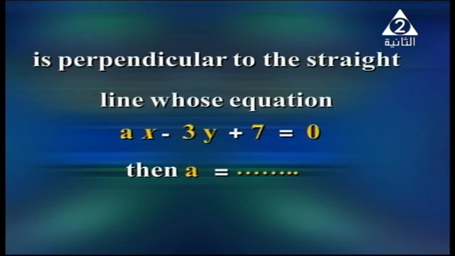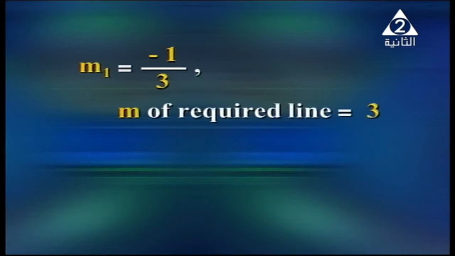First of all, you know that the slope of the given straight line will be, that's correct, negative A over B, so it is negative 1 over 3. As the required line is perpendicular, we can say that the slope of the required line will be 3. In this case, we can say that 3 equals A over 3, as the negative will be cancelled by the negative. So by making cross multiplication, A will be 9.